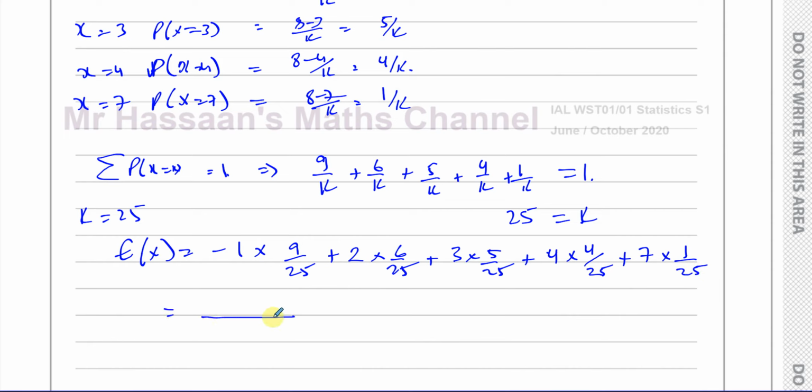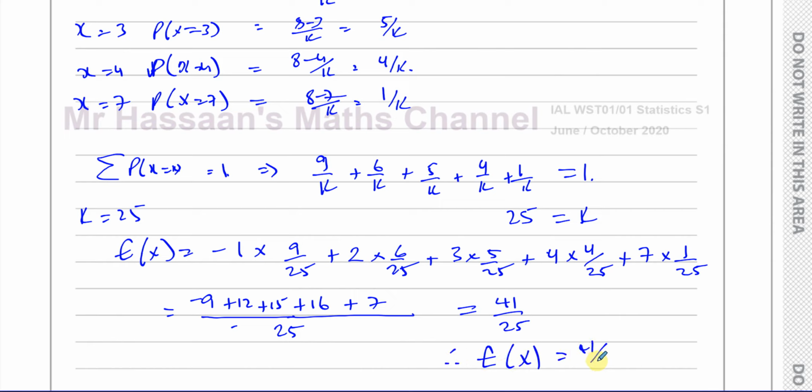Now, they all have the same denominator of 25. It's going to be -9 plus 12 plus 15 plus 16 plus 7, all over 25, and that will be my answer. So you have 12 minus 9, which is 3, plus 15 is 18, 18 plus 16 is 34, plus 7 is 41. So you have 41 over 25. Therefore the expected value of x is equal to 41 over 25, and there's the answer to this question.